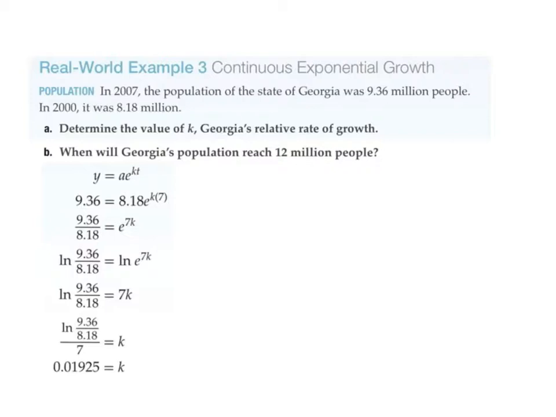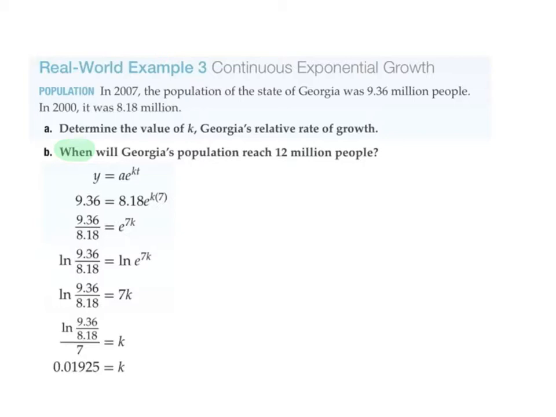Okay? Now, part B says, when will Georgia's population reach 12 million people? Which variable am I probably finding here? T. When. When means time. When is this going to happen? So what that means is I need to know what Y and A are. I need to know what K is, and then I'm good.